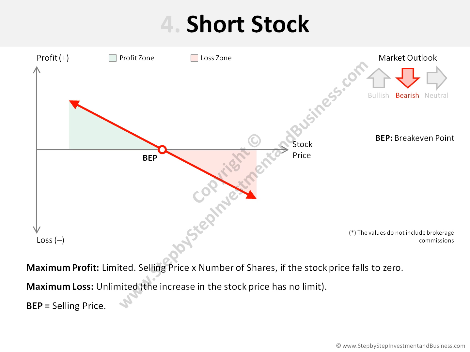The maximum profit on this strategy is limited. The most we can make is equal to the selling price multiplied by the number of shares. This occurs if the stock price falls to 0. On the other hand, the maximum loss that we are exposed to is unlimited, because the increase in the stock price has no limit. So be very careful with this, because with this strategy we are exposed to a loss that can be very large.